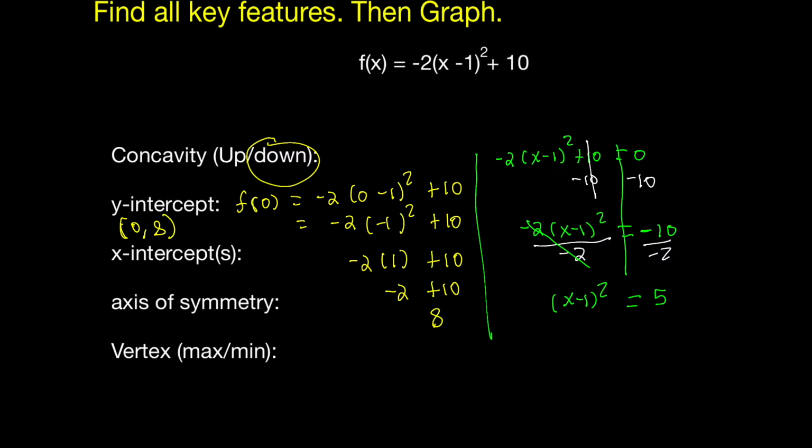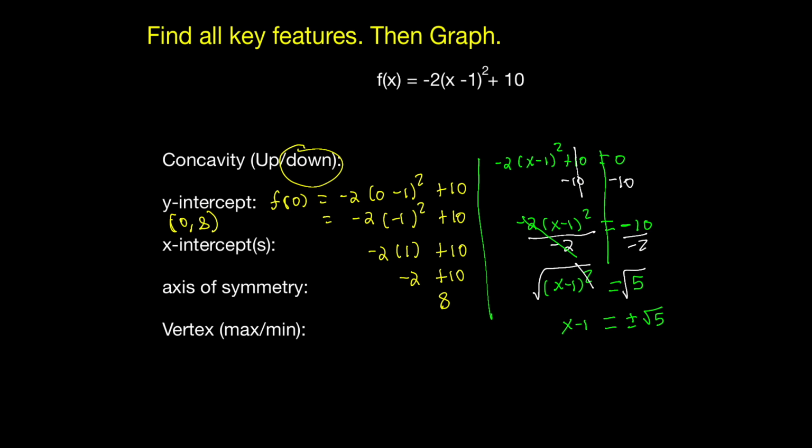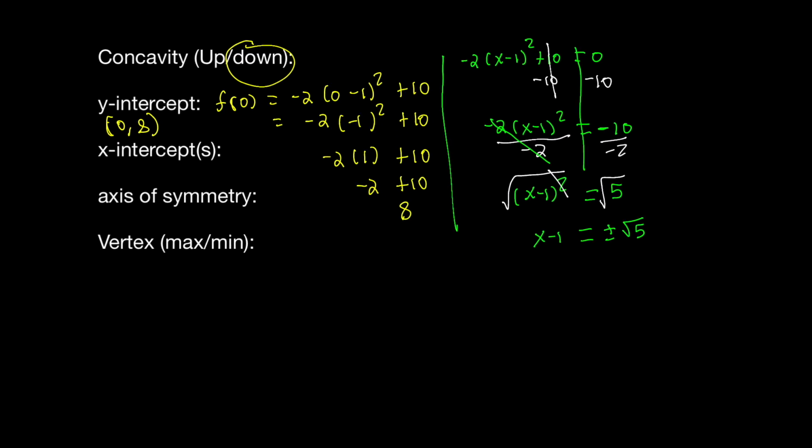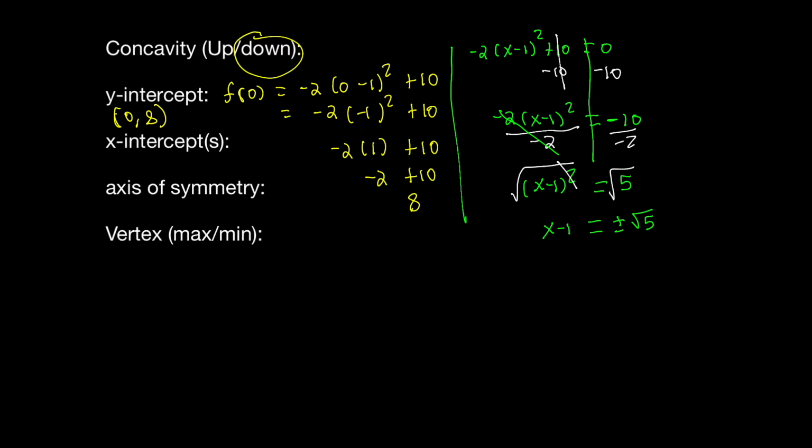And if we want to get rid of the square, we've got to take the square root of both sides. On the left, the square and the square root cancel out, leaving us with x minus 1. And on the right-hand side, we get plus or minus root 5, since 5 doesn't have a perfect square, and we cannot simplify the radical expression. So next, we're going to add 1 to isolate x, and we're left with x equal to 1 plus or minus root 5.